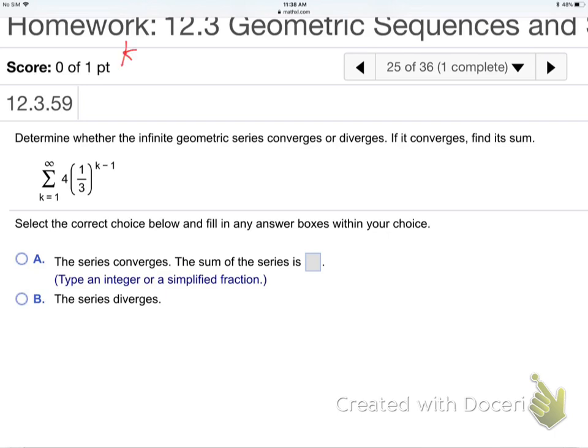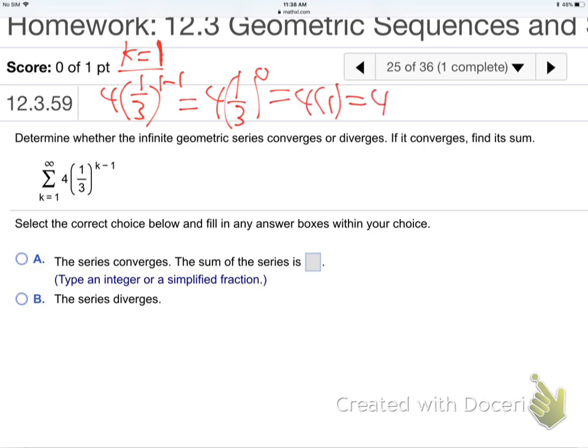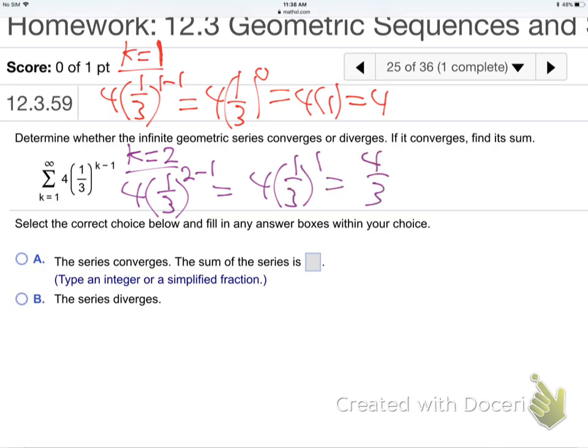So k equals 1. Plug in 1, we'll get 4 times 1/3 to the 1 minus 1. 4 times 1/3 to the, anything to the 0 power is 1. 4 times 1, 4. Good for the first term. And then the second term, k equals 2, 4 times 1/3 to the 2 minus 1. 4 times 1/3 to the 1, which is 4/3. Is that okay? Because it's just 4 over 1 dividing by 3.